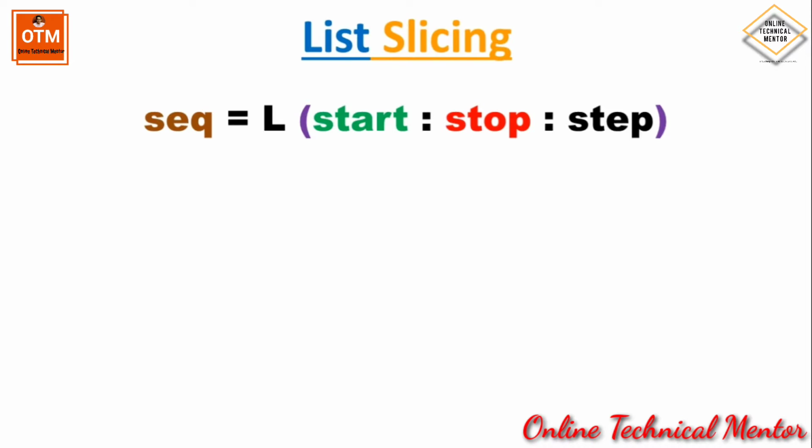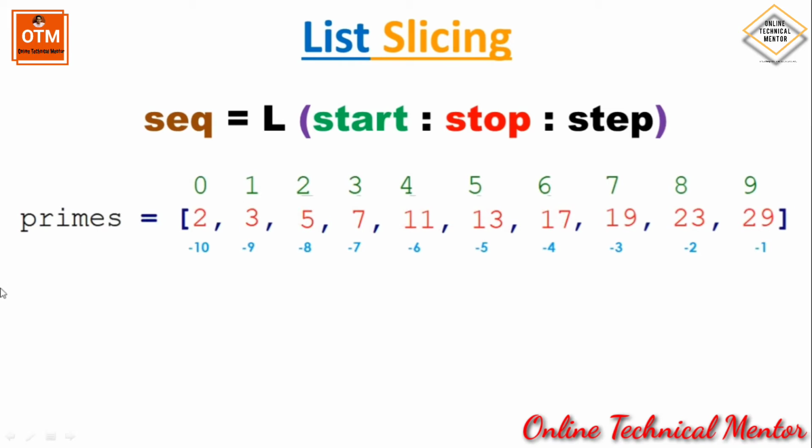Let me show you an example. Suppose you have a list of prime numbers. Suppose this is the list primes and it has some prime numbers, say 2, 3, 5, 7, 11, 13, 17, 19, 23, and 29. So this list can be indexed by a positive, or you can say a forward indexing, or you can represent it as a negative indexing or backward indexing.